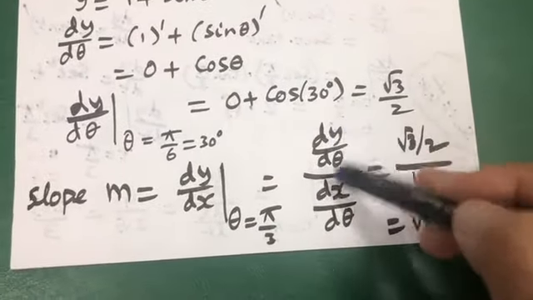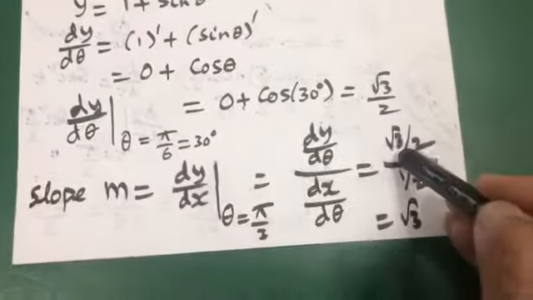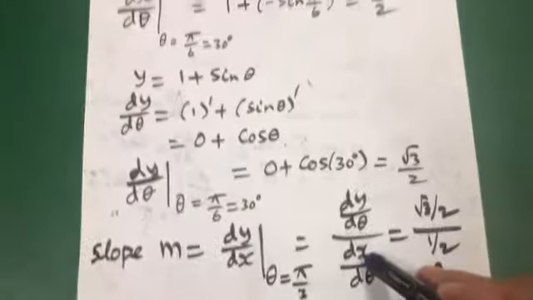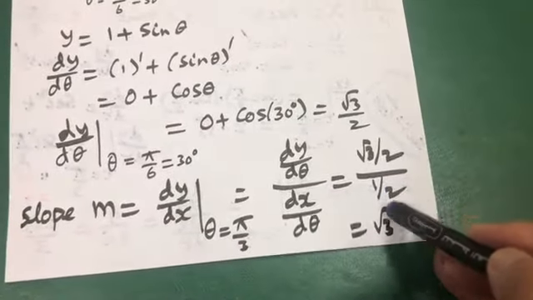So after writing the formula, this is dy over d theta, which is root 3 over 2, divided by dx over d theta, which is half. So this half you put it here, so you get root 3.